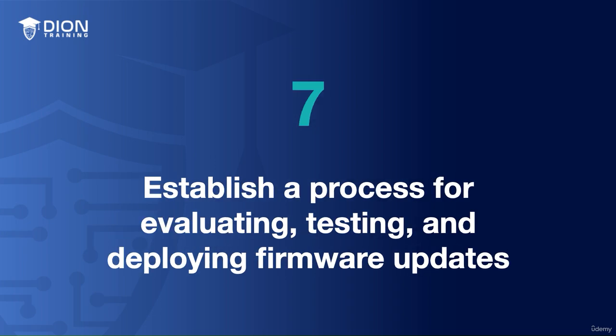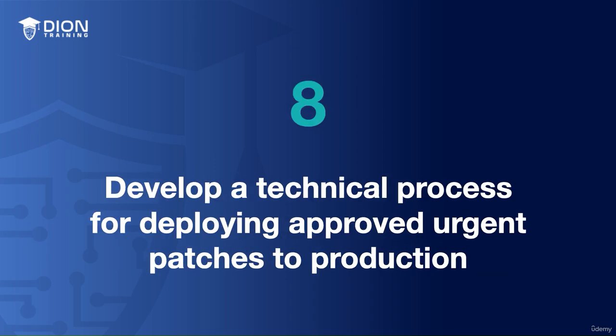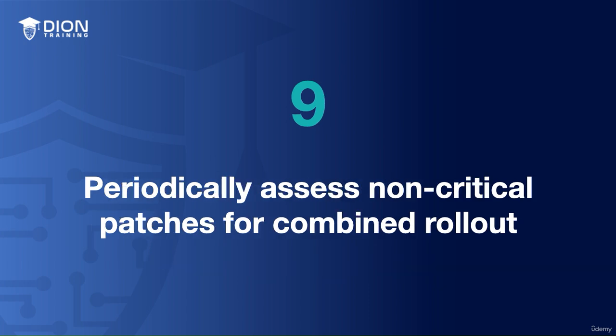Seventh, you should have a mechanism to evaluate, test, and deploy firmware updates. Eighth, you should have a technical process in place to push urgent patches and hotfixes into the production environment if they've been approved by an emergency change advisory board. And finally, ninth, you should conduct an evaluation of non-critical patches for a combined rollout periodically. For example, every 2 weeks, you might be scheduled to deploy all your non-critical patches, and this way you can do them all at once in one big push.